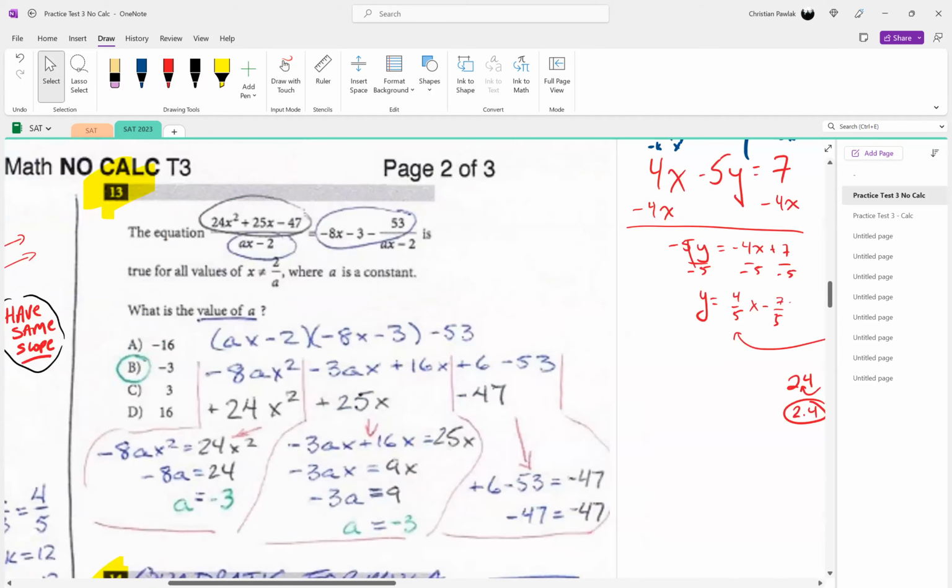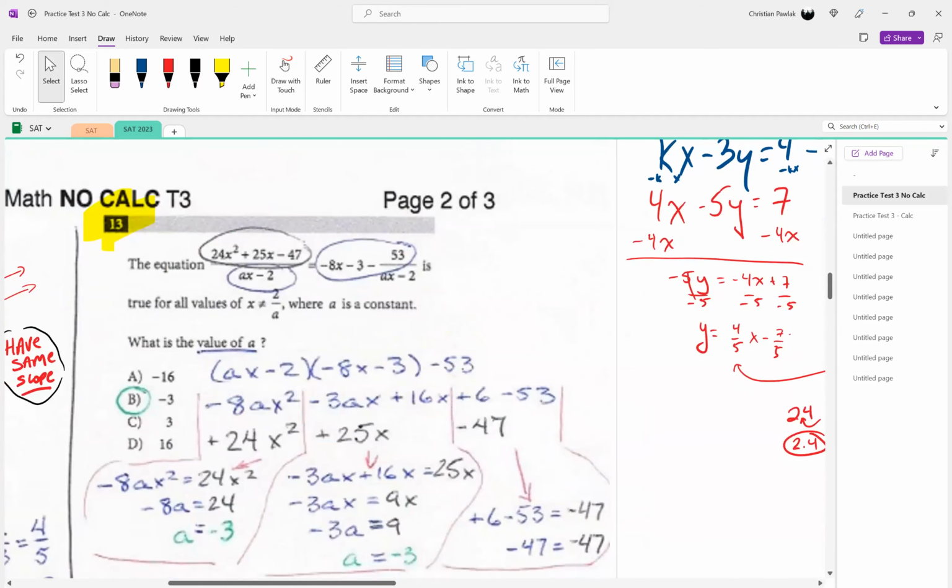Next question I would like to go over with you guys is number 13. So it says the equation 24, that whole thing, I'm not going to read it off, is true for all values where a is some constant. What is the value of a?